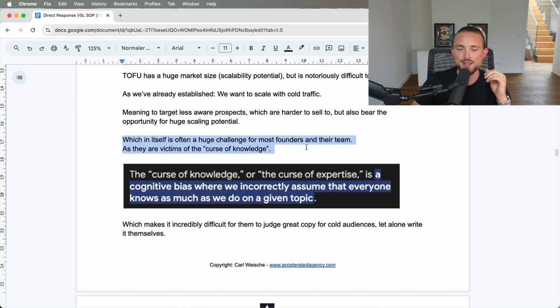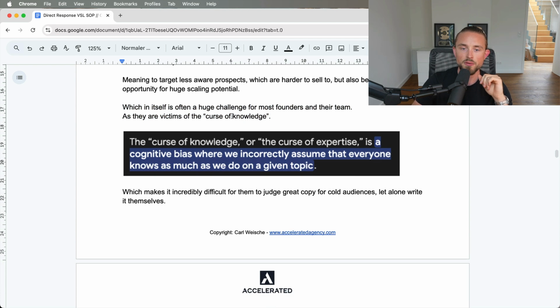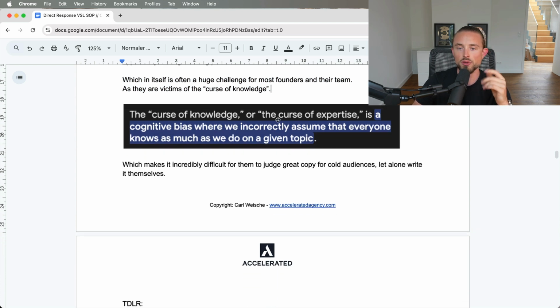Now, this is in itself often a huge challenge for most founders and their team, as they are victims of the curse of knowledge. And the curse of knowledge, or the curse of expertise, is basically a term where you have a cognitive bias where you incorrectly assume that everyone knows as much as we do on a given topic. And this just means that you as the brand owner, you know your brand in and out, you know all of the products in and out, and then you think, okay, well, and that's the bias.